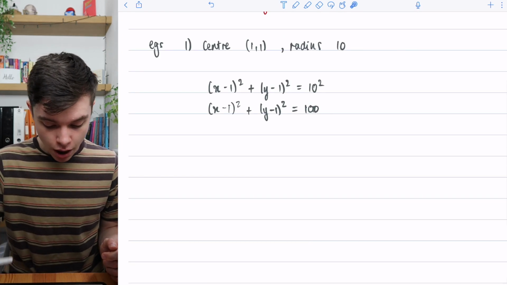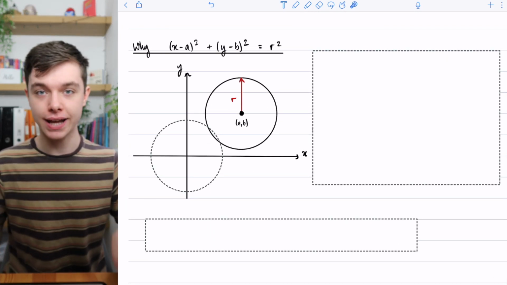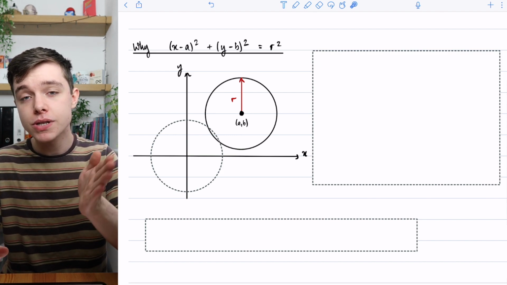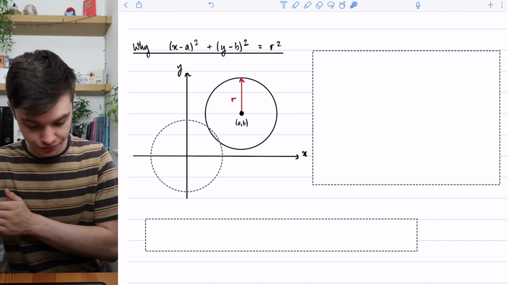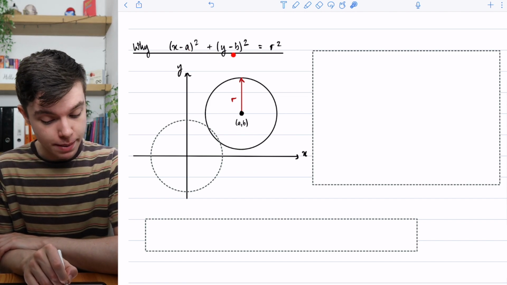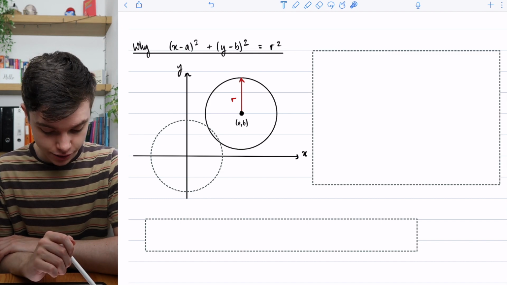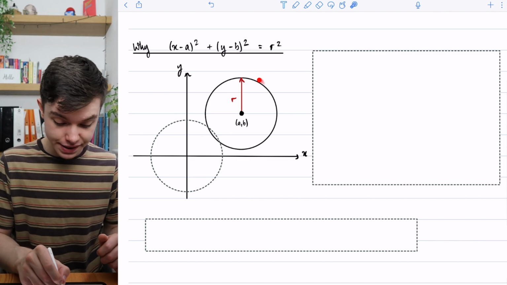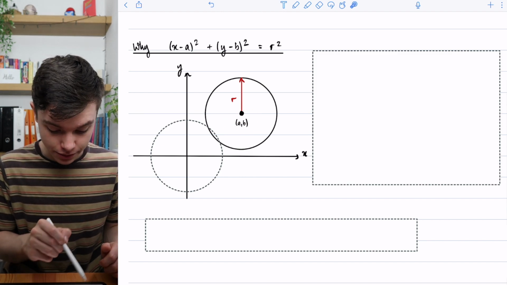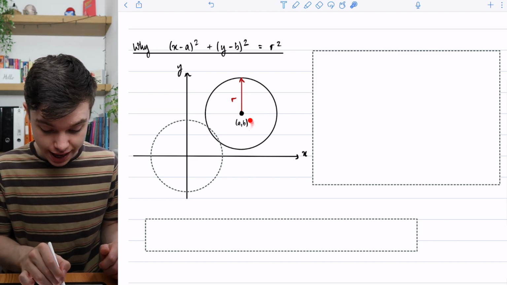But why is that the case? We can think about this in terms of translations. Why is it x minus a all squared plus y minus b all squared is equal to r squared? Well, let's say this is our circle and this is where (a, b) is. So (a, b) is just here.